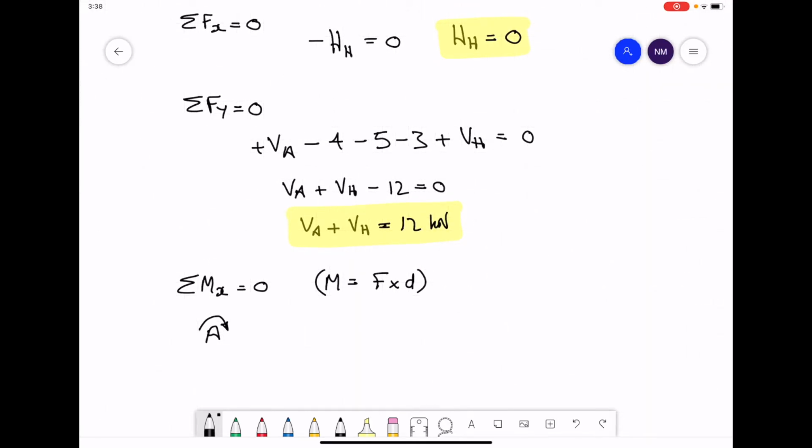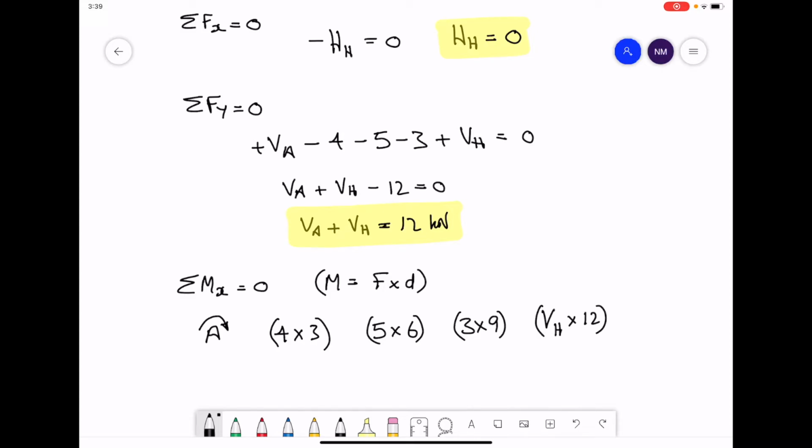Writing down our moment equations, 4 kilonewtons for the force. Distance from A to the 4 kilonewtons is going to be 3 meters. The next force is 5 kilonewtons, and it's 6 meters across from point A to that force. Next one is 3 kilonewtons. It's 9 meters across from point A. And the last one is VH, and it's 12 meters across.